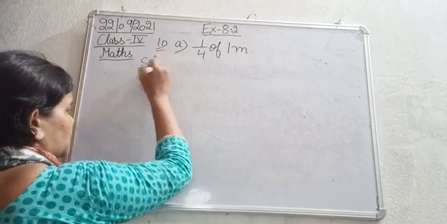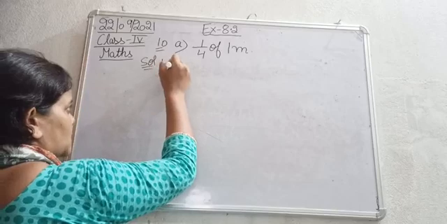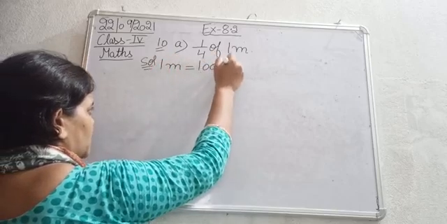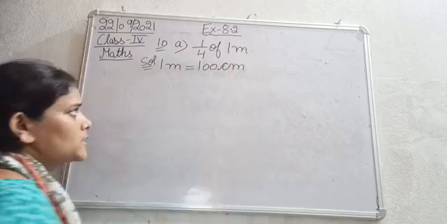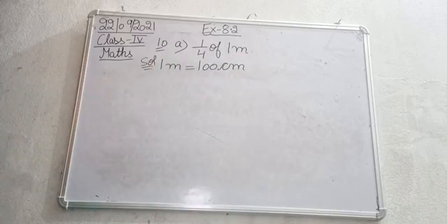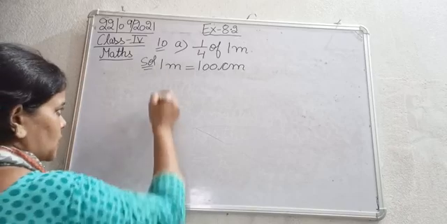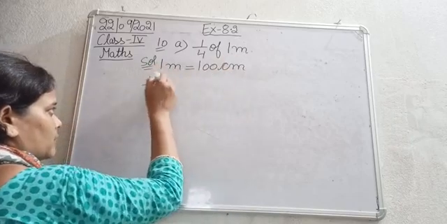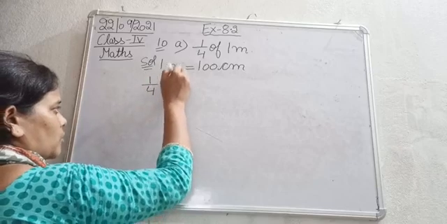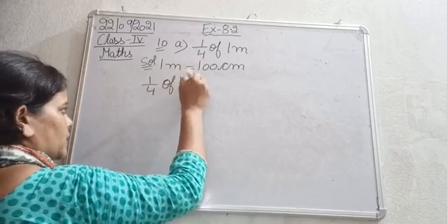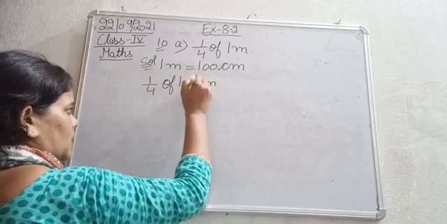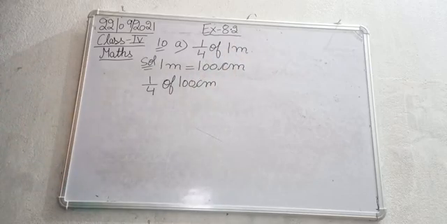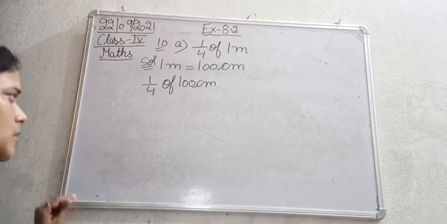So we will write the solution. 1 meter is equal to 100 centimeter. 1 meter is equal to 100 centimeters. So that means we will find 1/4 of 100 centimeter. 1/4 of 1 meter or 1/4 of 100 centimeter, they are equal.